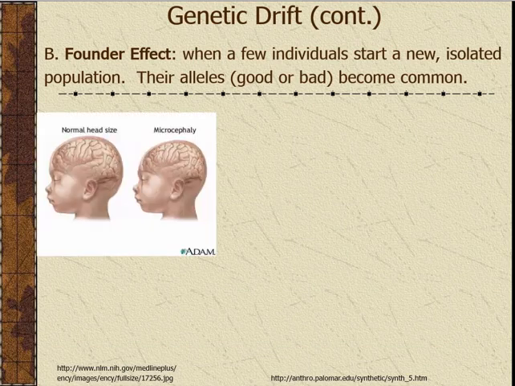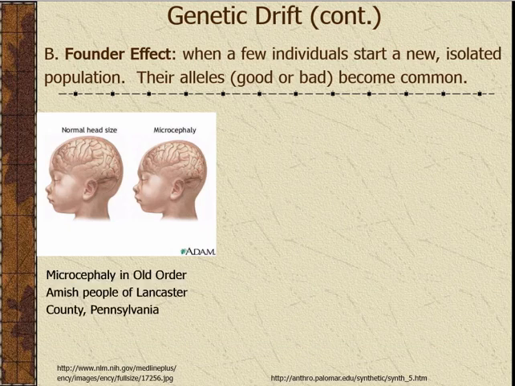We see that in several communities in humans. In the old order Amish, there are many genetic disorders that are persisting within their community simply because their community doesn't marry outside of their own community. And so whatever genetic disorders they brought into it, it persists. And the one example that we have here, and there's many examples, is microcephaly, being born with a smaller brain and skull size, which leads to mental retardation. And it's been unusually common, not common, just more common than in the general population among the old order Amish of Lancaster County in Pennsylvania.